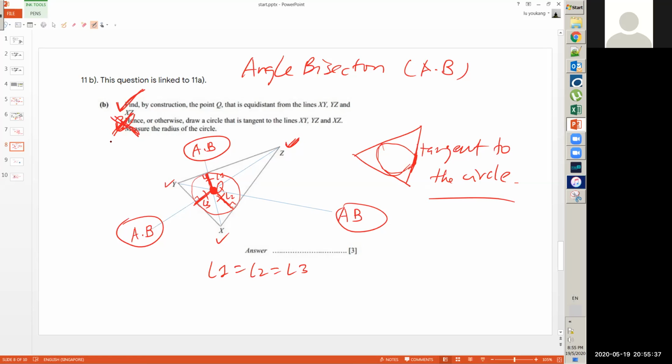But isn't it something good for you? You learn more than your peers. Isn't it better for you? So if the question comes out like this, you should get the points. If the question asks you even more, your peers might not know, but you will know. Isn't it an advantage to you? So I'm teaching you more than required, which is good for you. Okay?